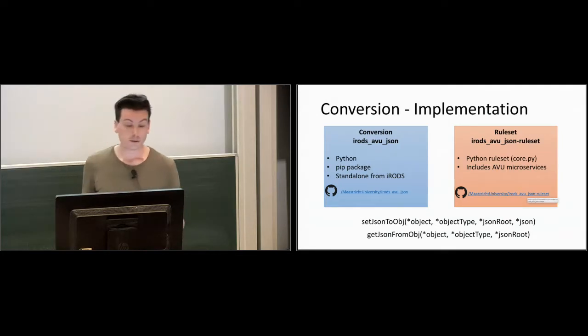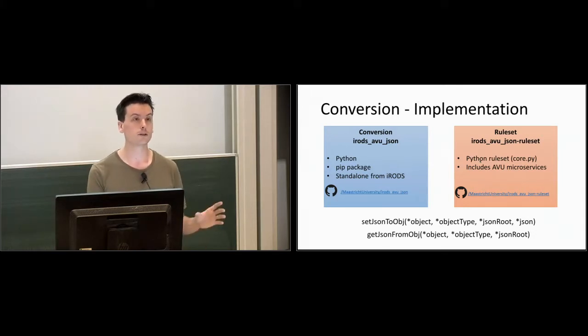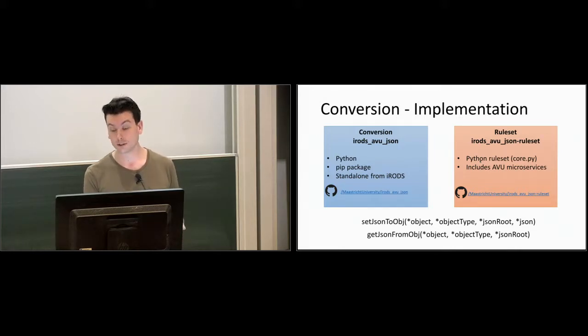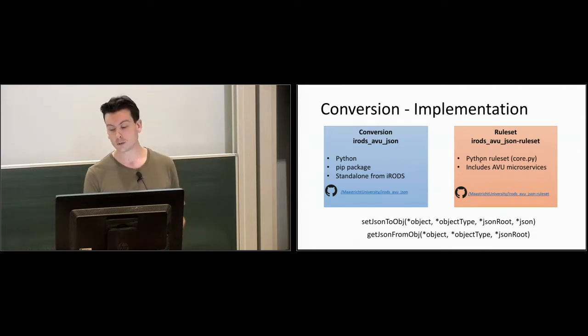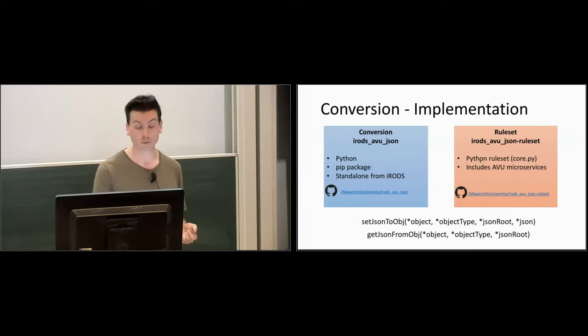So the implementation of this, we've got a simple Python pip package, standalone from iRODS. It doesn't know anything about iRODS. It does the conversion. It's on GitHub here. And then we've got the rule set. The rule set is actually what does the interaction with iRODS, not the conversion. It's also written in Python, so you need the Python rule engine to work.